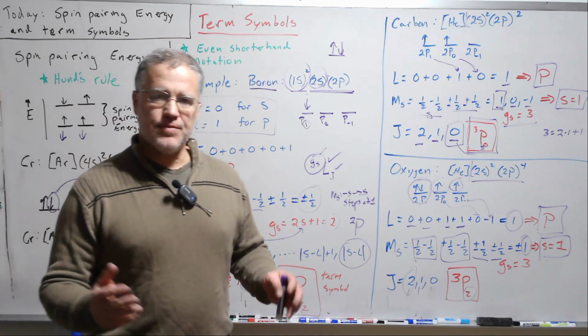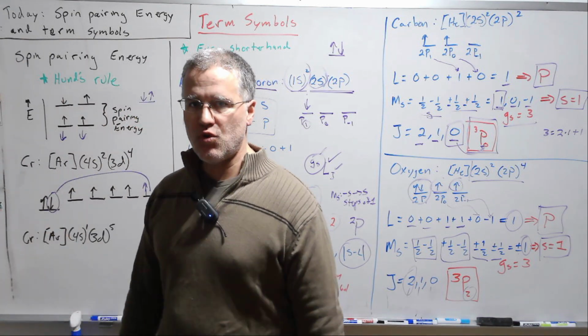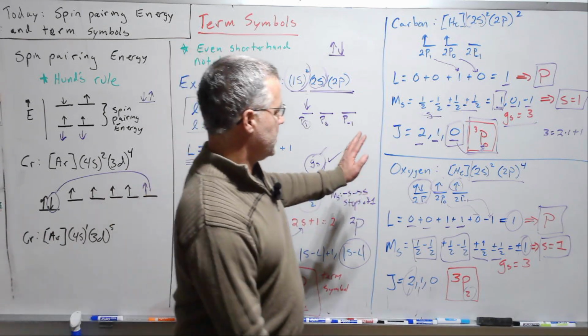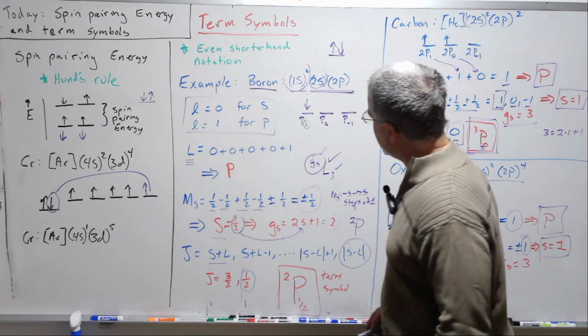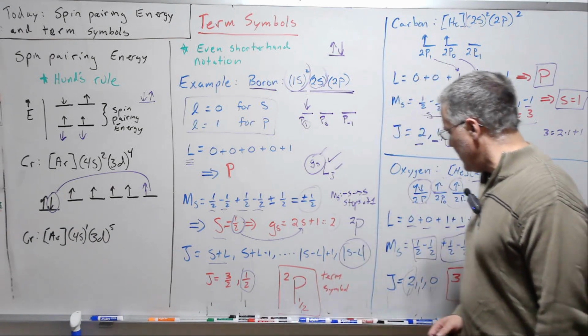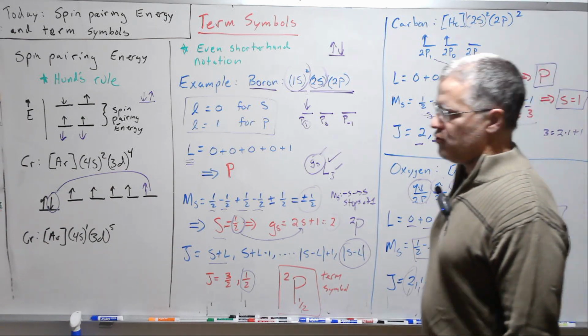Okay, there's a bunch of examples, but let's go to the DocCam now and see a couple more examples. We'll look up these again, and we'll touch base with these. So let's try to remember these: 2P 1/2, 3P0, and 3P2.